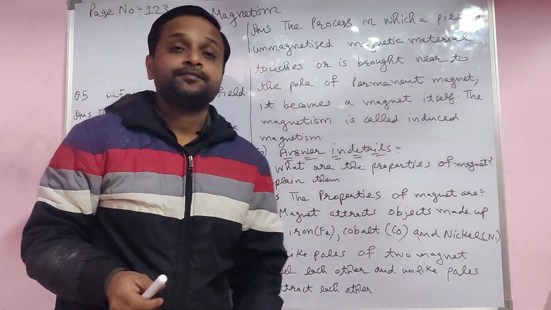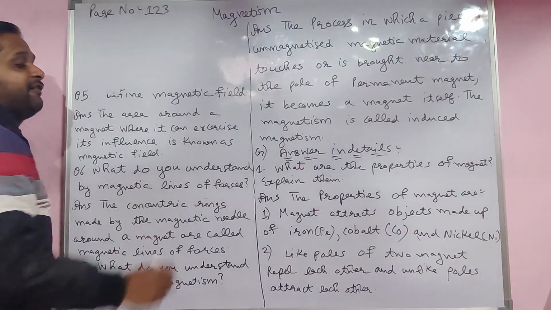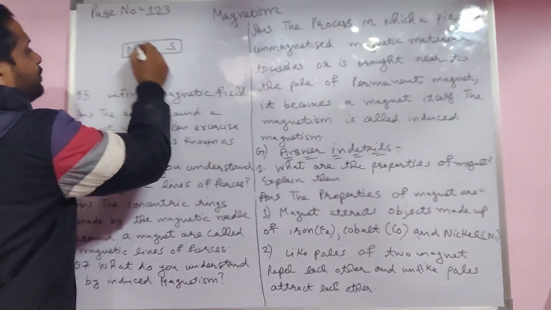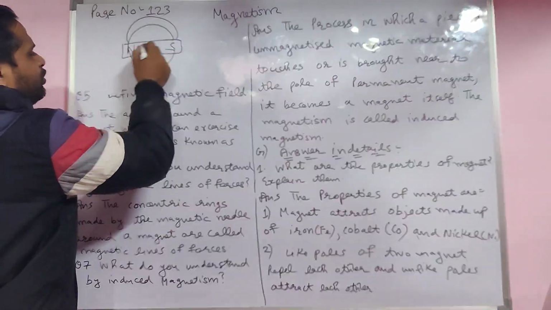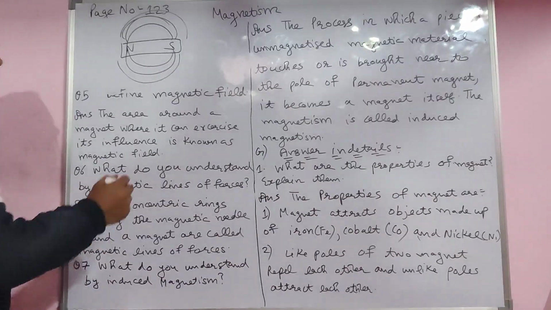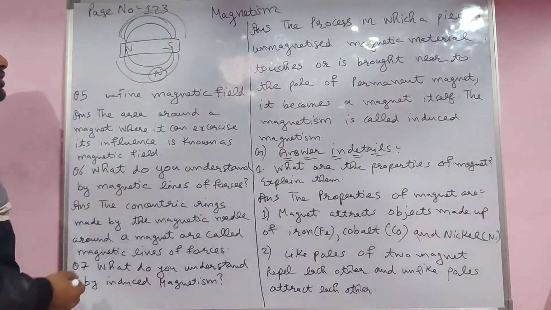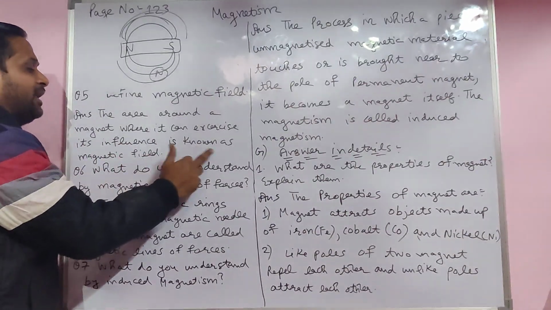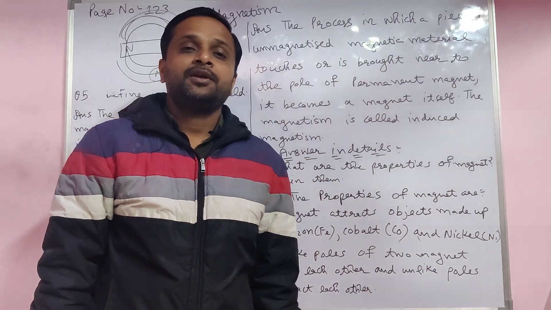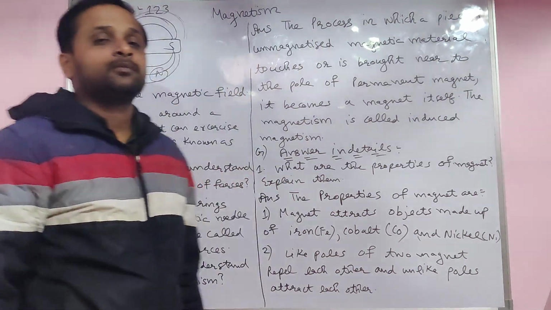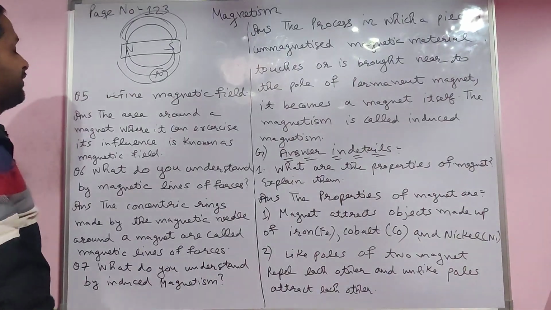Keep in mind. Define magnetic field. Next question. The area around the magnet. For example, north pole, south pole. The magnetic lines always move from north to south. This is the area up to which these lines are there. If any other pole comes in between, it shows attraction or repulsion. The area around the magnet where it can exercise its influence is called the magnetic field.